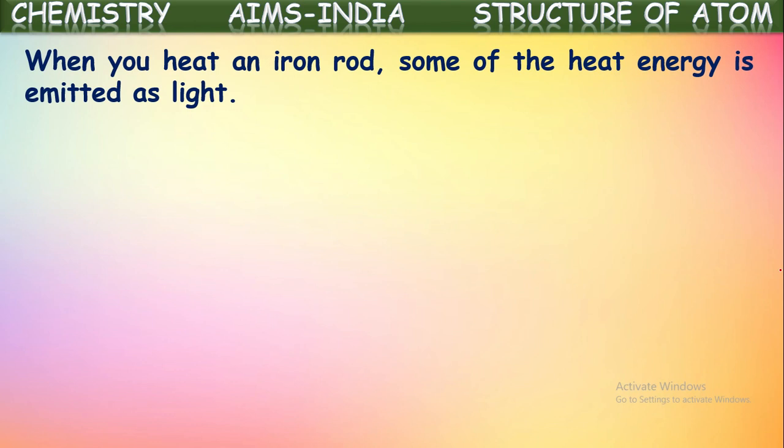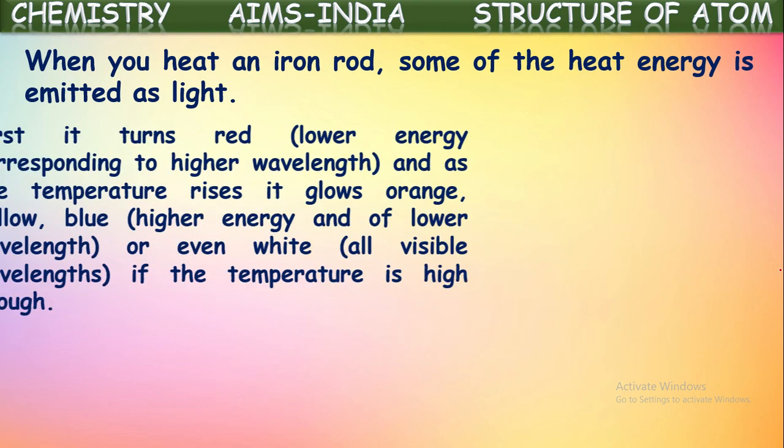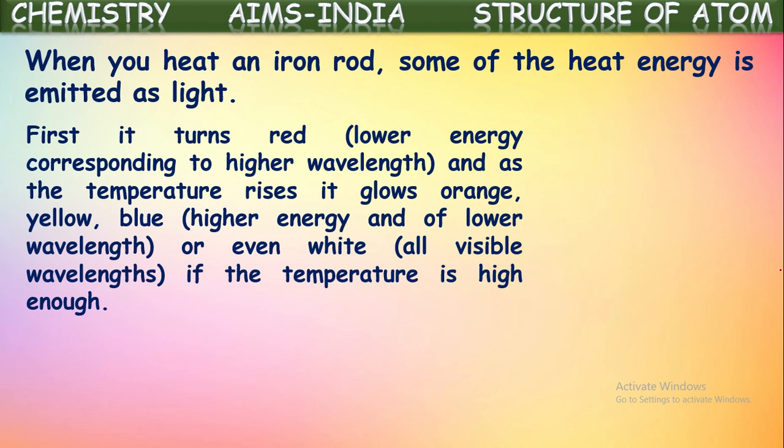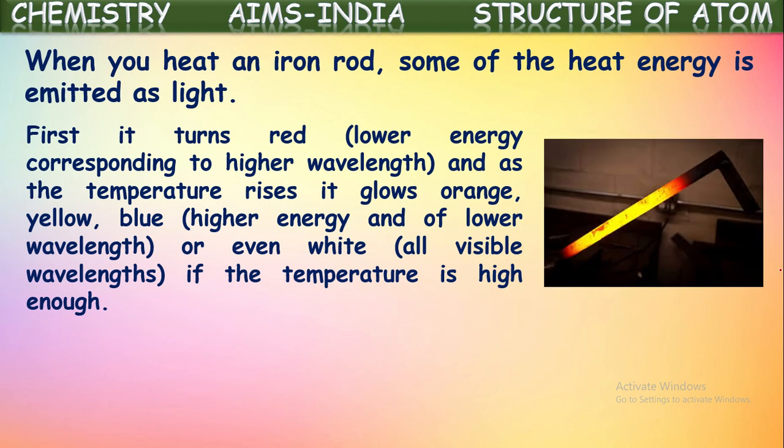When you heat an iron rod, some of the heat energy is emitted as light. First, it turns red. See here, it is in red color. And as the temperature rises, it glows orange. Slowly the color changes to orange and then yellow. Finally, if you heat it to very high temperatures, it goes to blue color, and after reaching higher energy it even converts to white color.